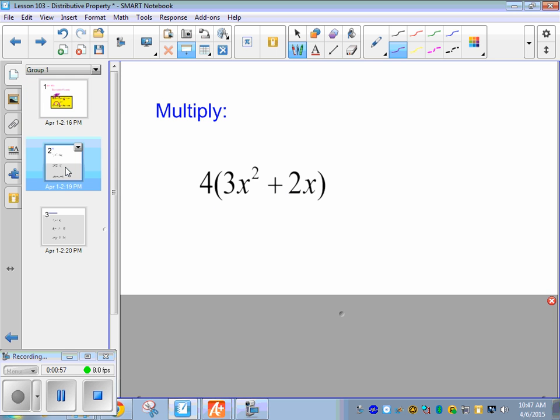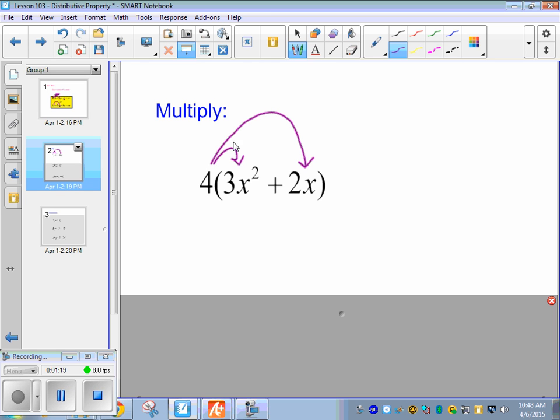Let's try one. All right, write that down. So I have a 4, and then parentheses 3x squared plus 2x. So the 4 is going to multiply to the first term and multiply to the second term, and there'll be a plus sign in between.